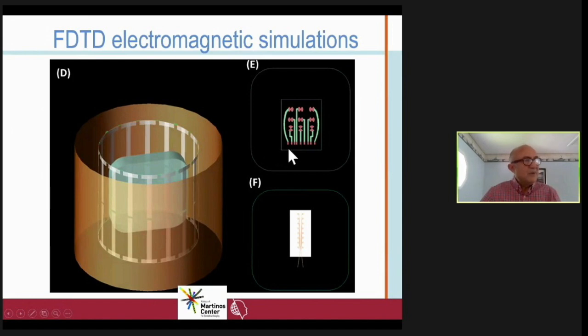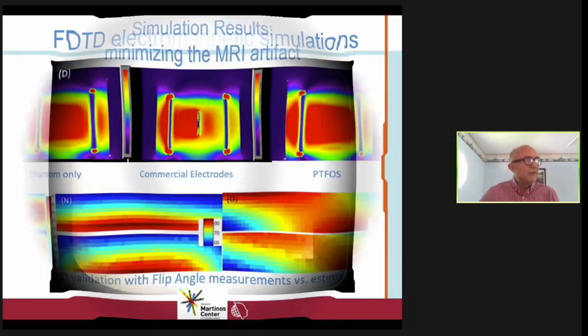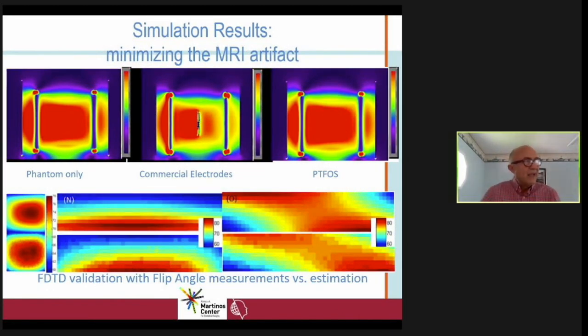The design was done, again, using numerical simulations, using what is called FDTD. And the numerical simulations were, as usual, validated with measurements with the MRI. These are flip angle images of B1. So the phantom only and the commercial electrodes are visible in terms of artifact, while with the PTFOS, which are our electrodes, the artifact disappears.